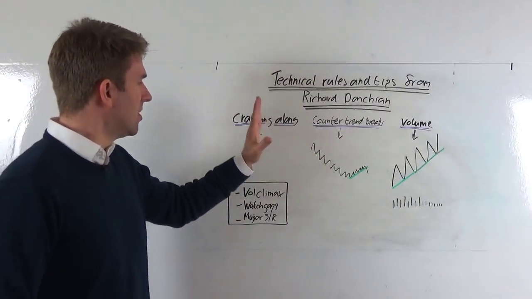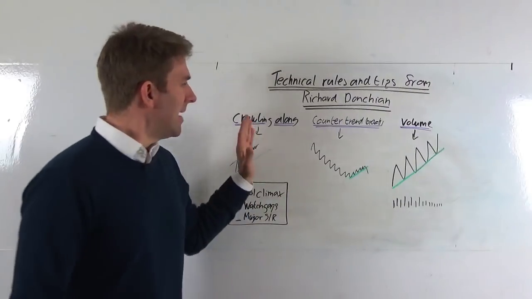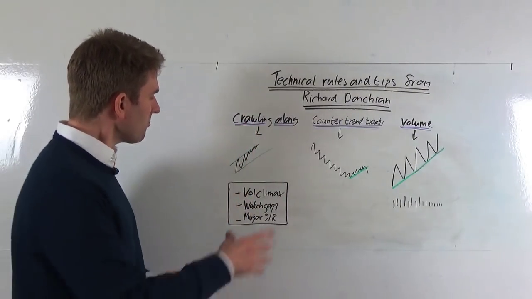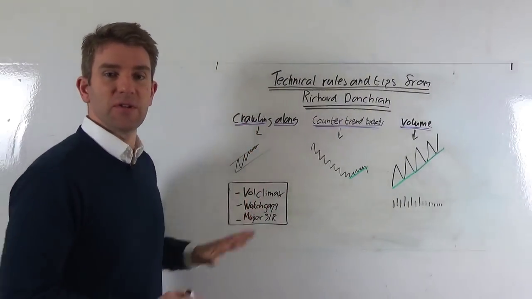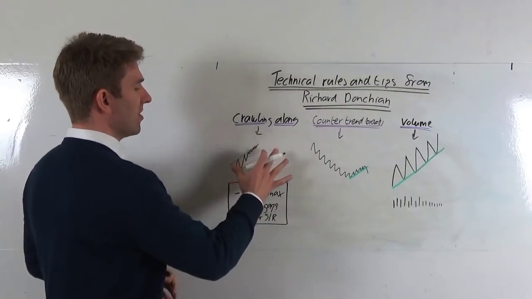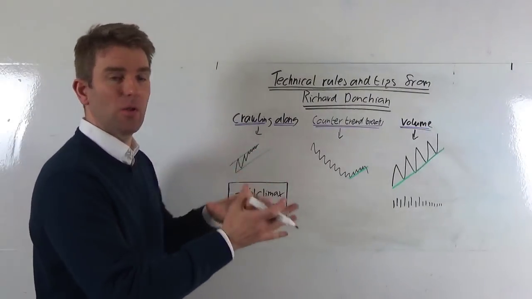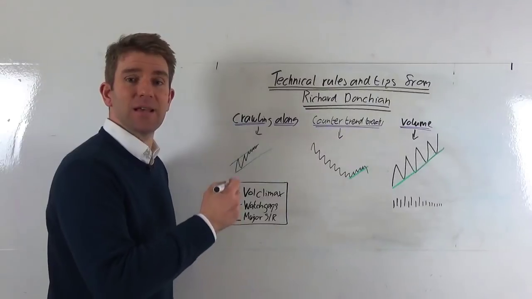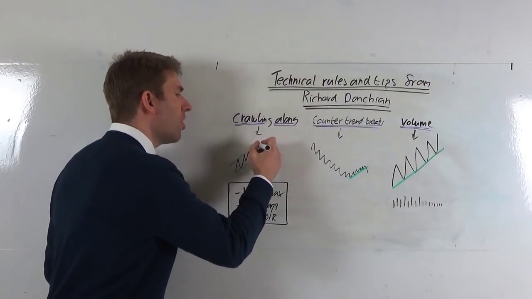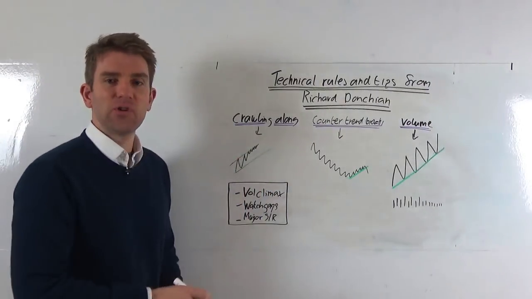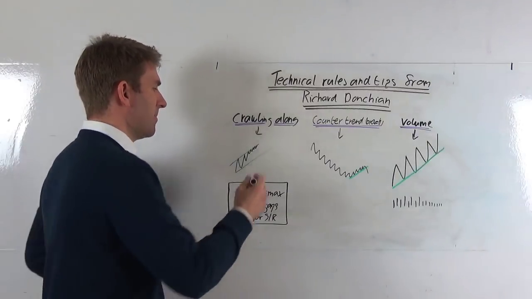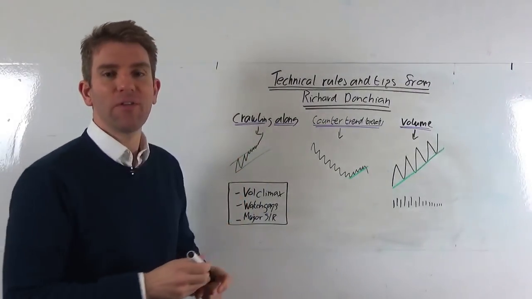All right, so crawling along, what do I mean by that? He basically says that when we have a trend environment, so let's say we've got a trend line, uptrend line, a channel, whatever it may be, and the market starts to crawl along the upper end of the channel, expect a potential breakout of that channel.